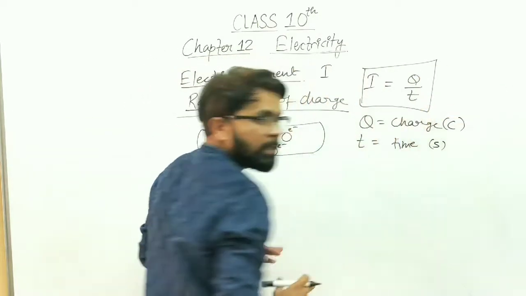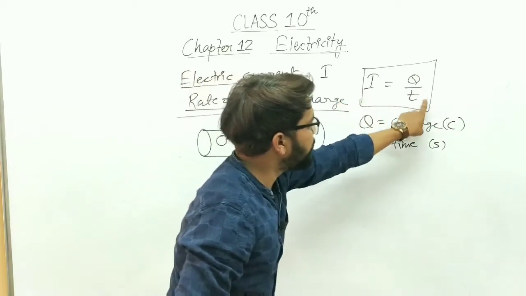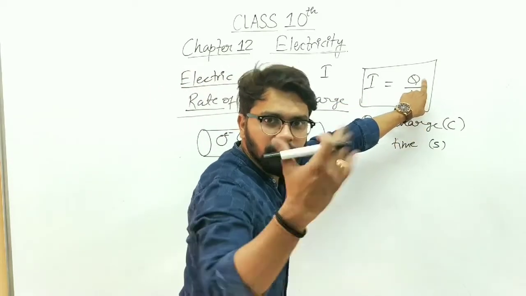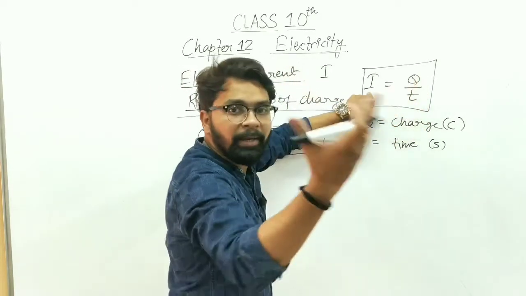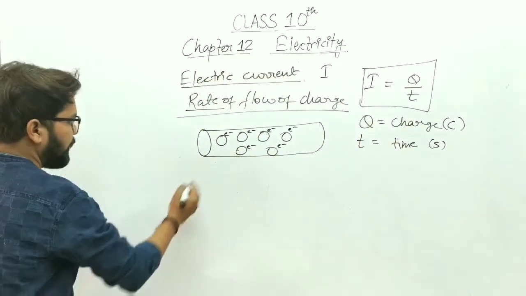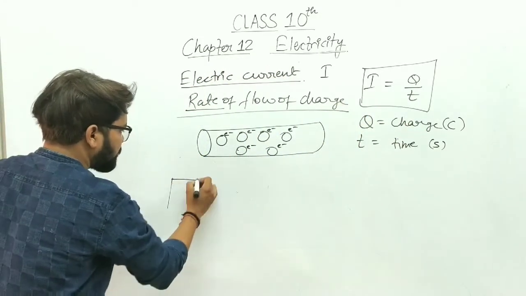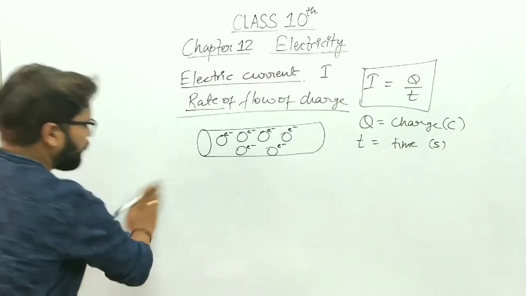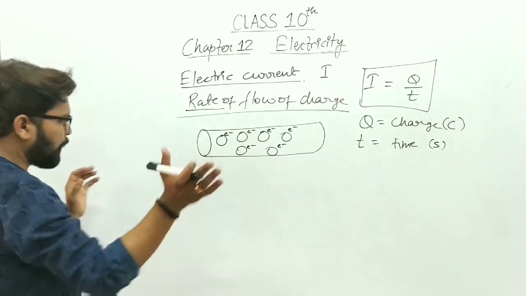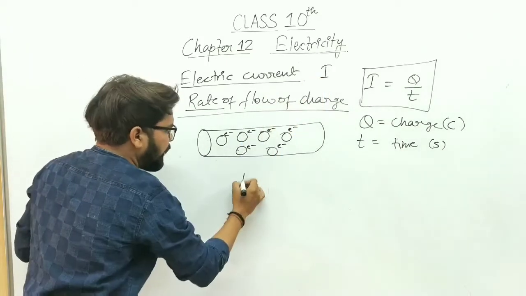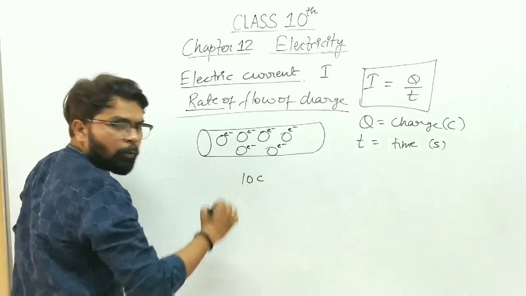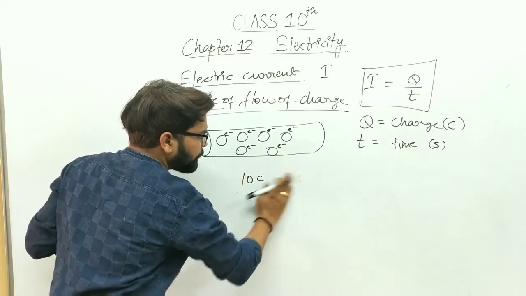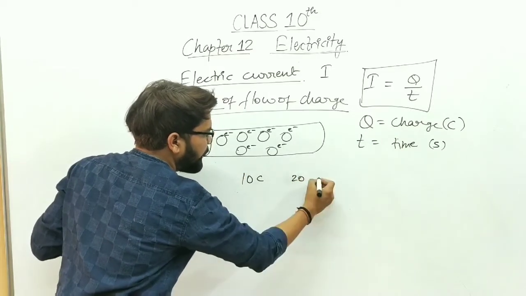It means that if time is less, charges are quite higher, so current will be high. Take an example. I am not going to discuss any kind of circuit here because you would get confused. Like 10 coulomb of charge is flowing in a circuit for 20 seconds.